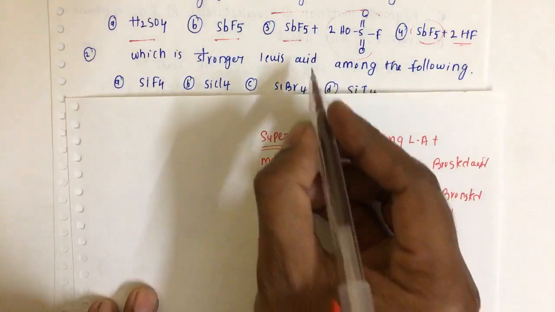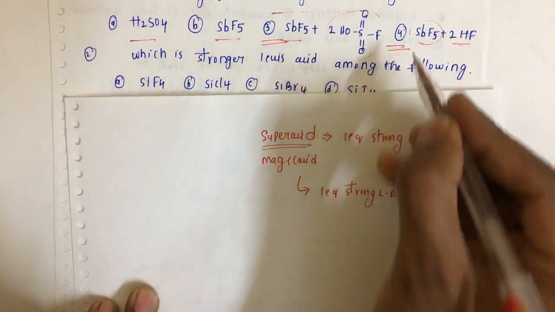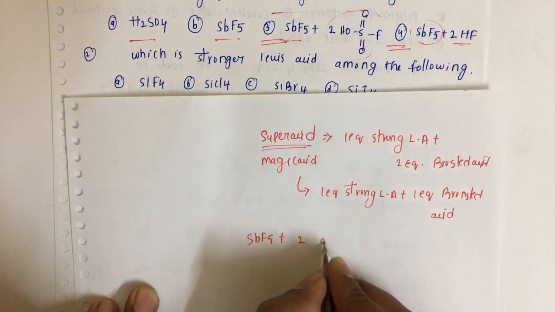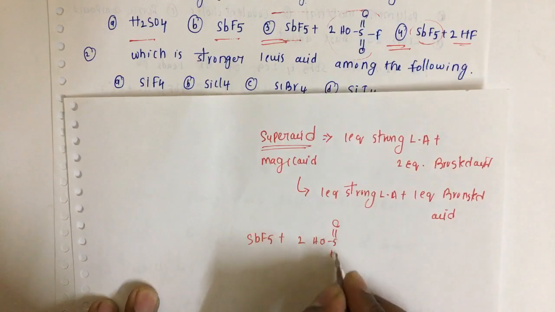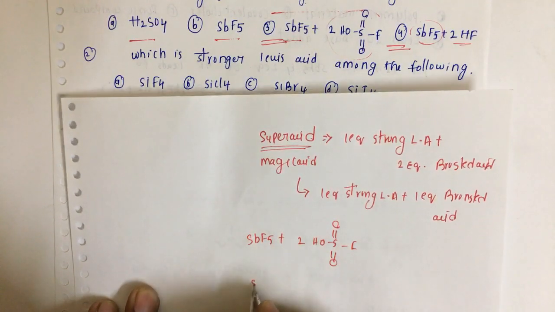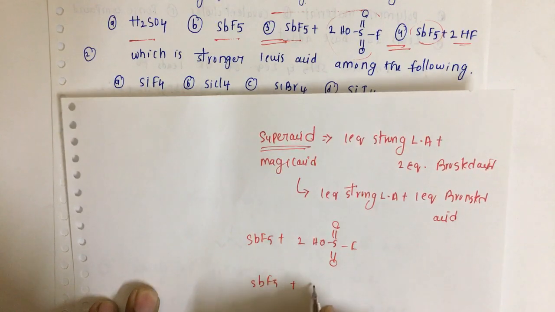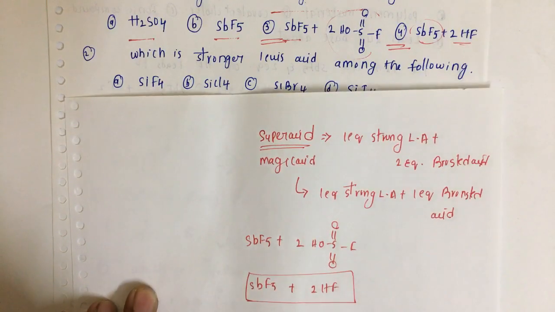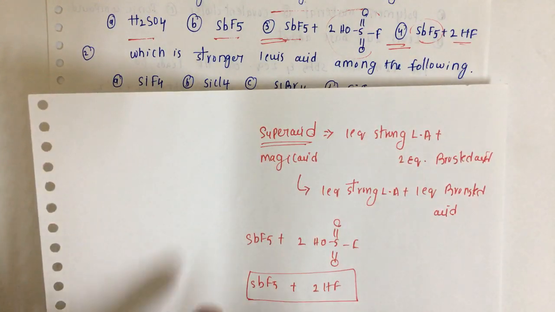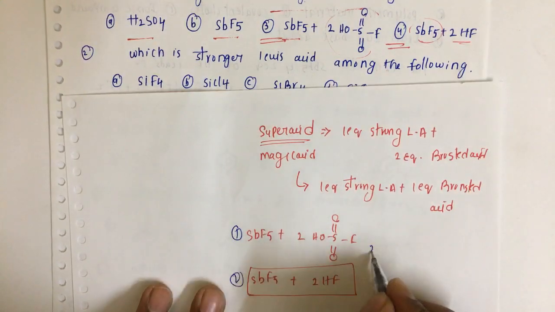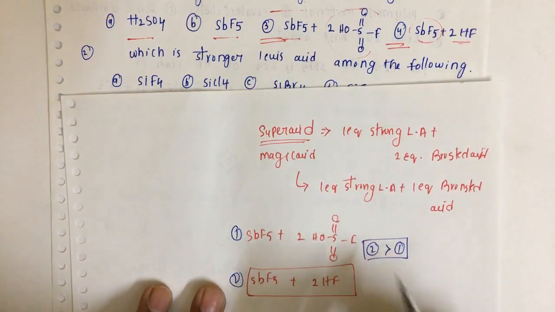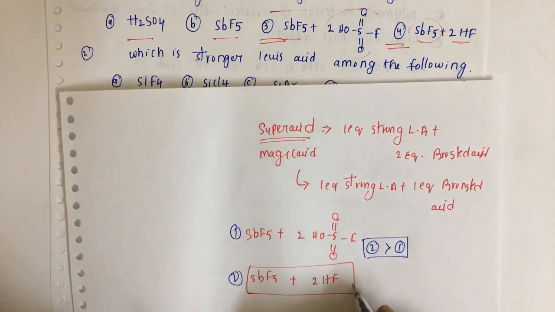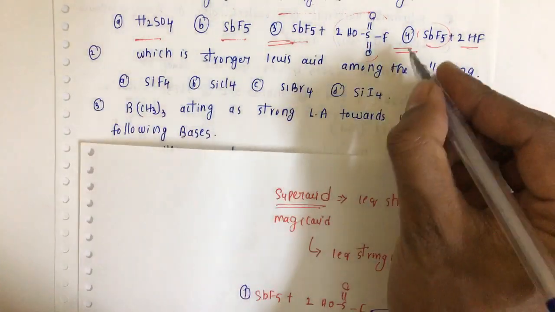So here we have two examples of superacids. We have SbF5 plus 2 equivalents of HF, and SbF5 plus 2 equivalents of another Bronsted acid. Among these two, the one having HF, hydrogen fluoride, is more acidic. So the second is more acidic than the first. Only two superacids are there, and among these two, this is the more acidic, so the fourth one is the answer.